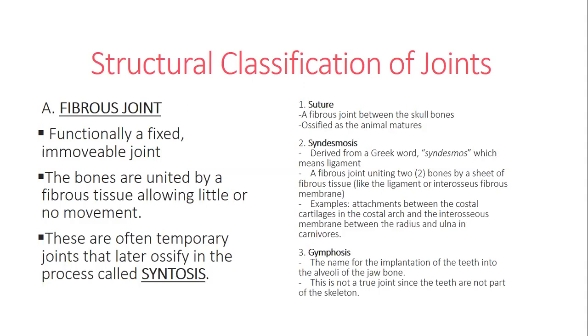syndesmosis. Examples of this are the attachments between the costal cartilages in the costal arch and the interosseous membrane between the radius and the ulna in the carnivores. And lastly, we have the gomphosis. It's actually spelled G-O-M-P-H-O-S-I-S, gomphosis, so make the necessary corrections. This is the name for the implantation of the teeth into the alveoli of the jawbone. However, this is not a true joint since the teeth are not part of the skeleton.